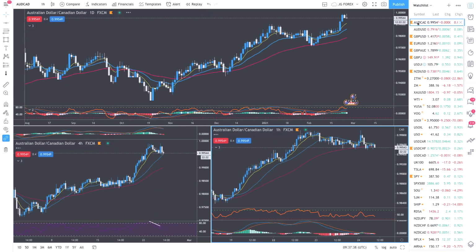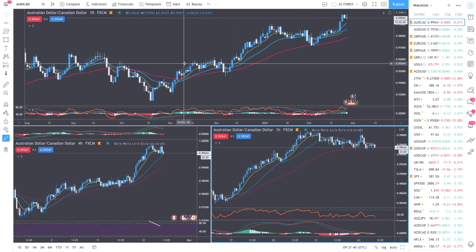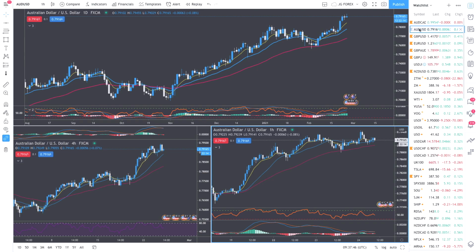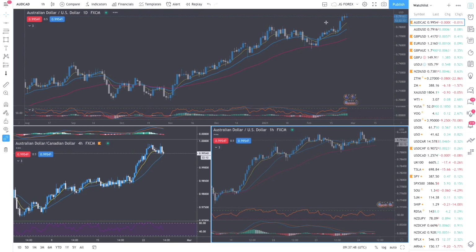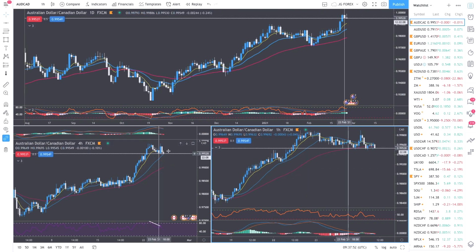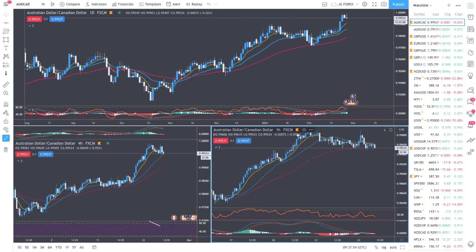First of all, the Aussie CAD at a glance: you might think, well, yep, that's the Australian dollar against the Canadian dollar. And yes, we've got the Australian dollar against the US dollar, and they look very similar. The daily chart looks like it's got a very similar pattern. The 4-hour chart looks like it's got a similar pattern. The hourly chart looks like it's got a similar pattern.